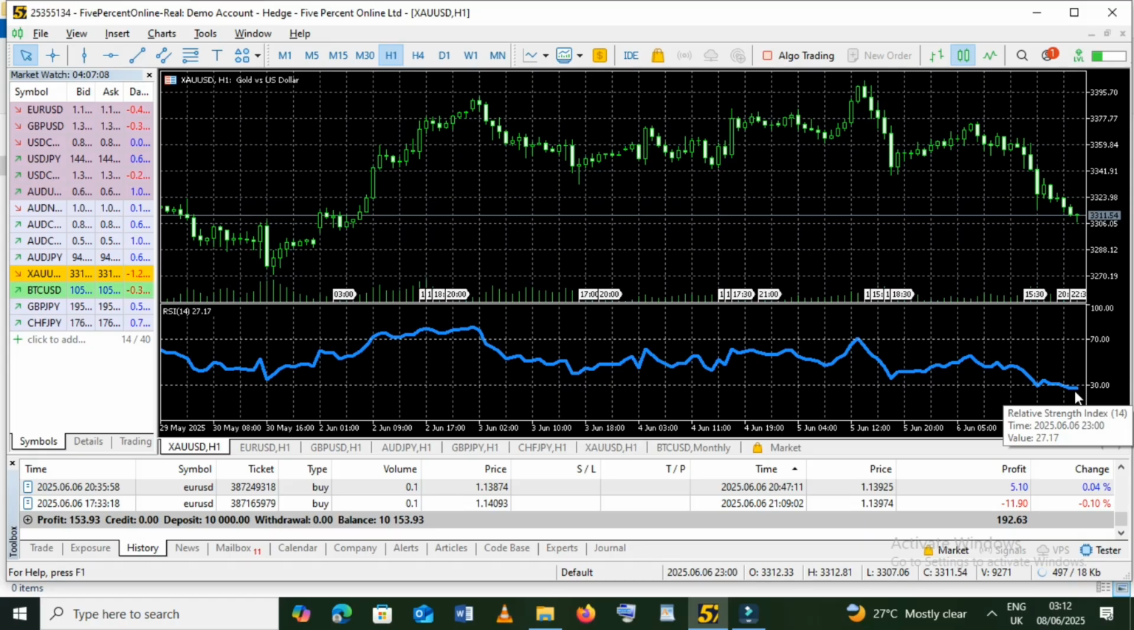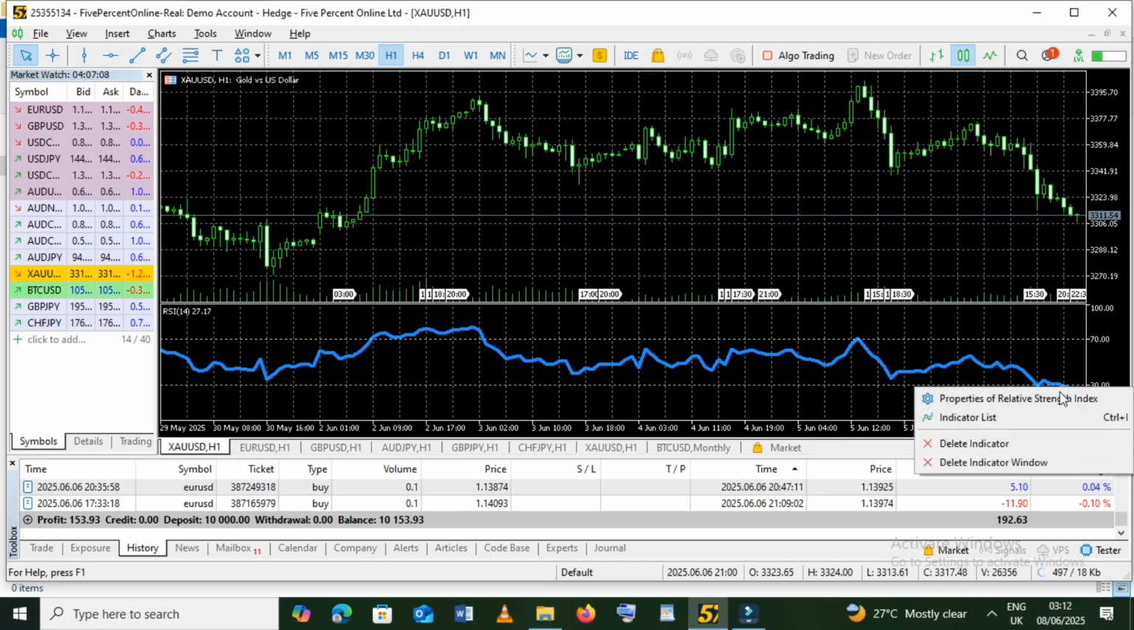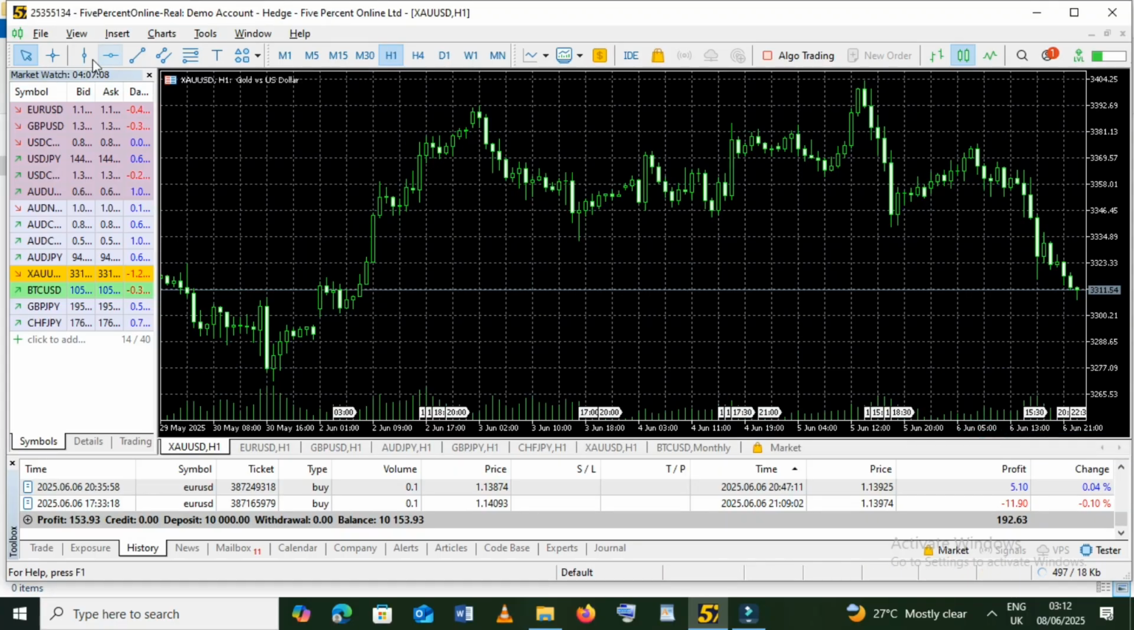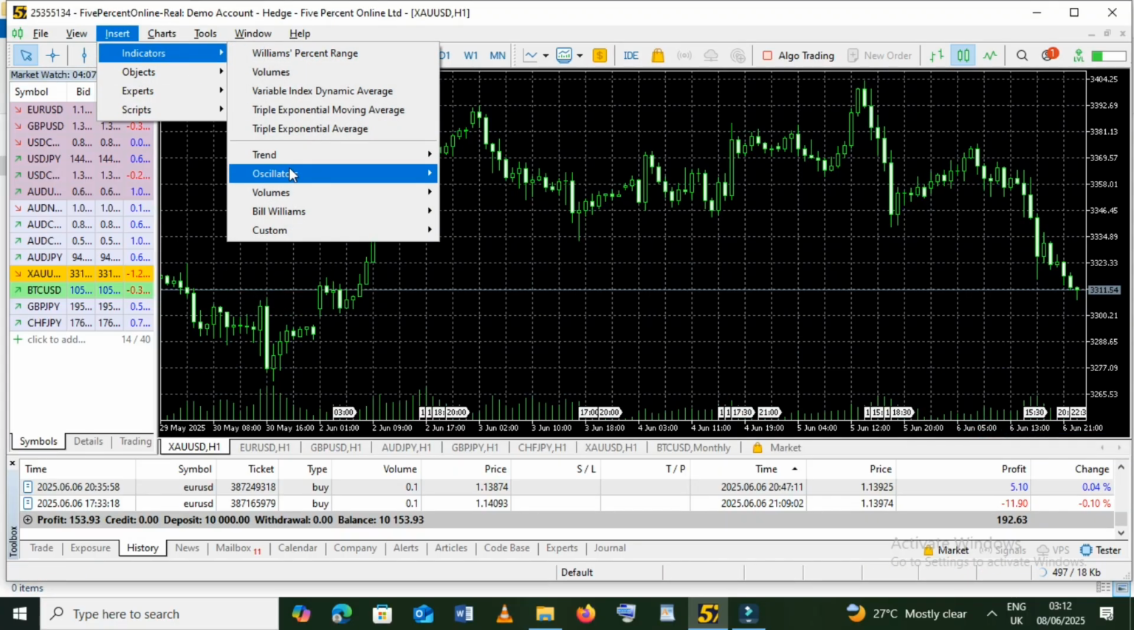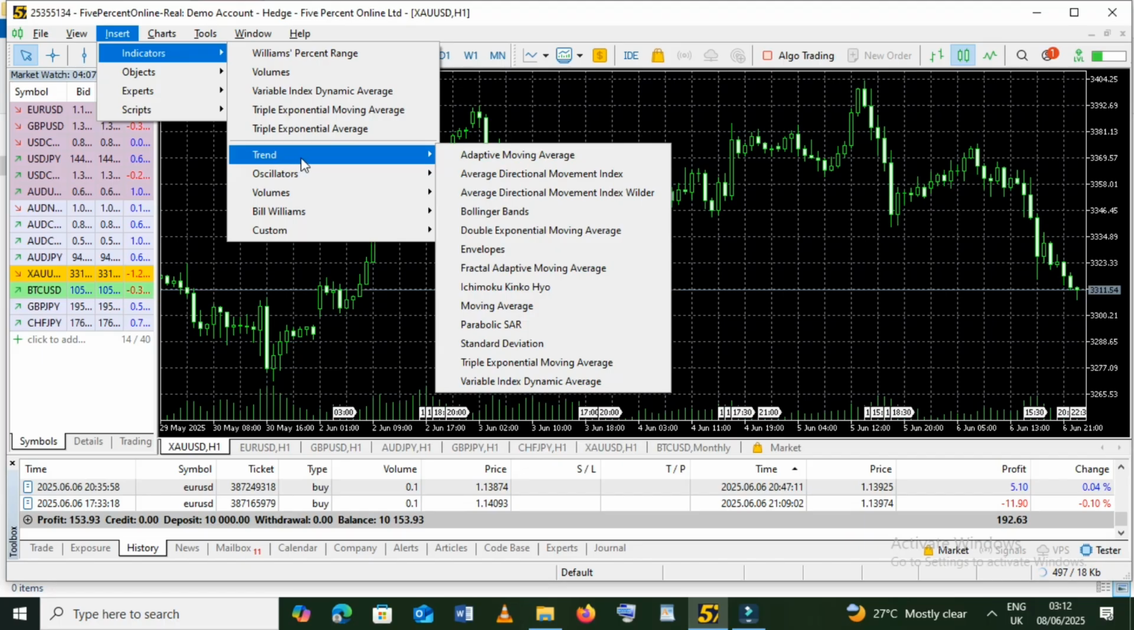So after analyzing the market using RSI, you can place your buy or sell, and set your take profit and stop loss where necessary. Then you can delete the indicator or leave it. I like deleting my indicators to make my chart very neat. So right click on the indicator and delete. Let's click on indicator again and treat the next oscillator.